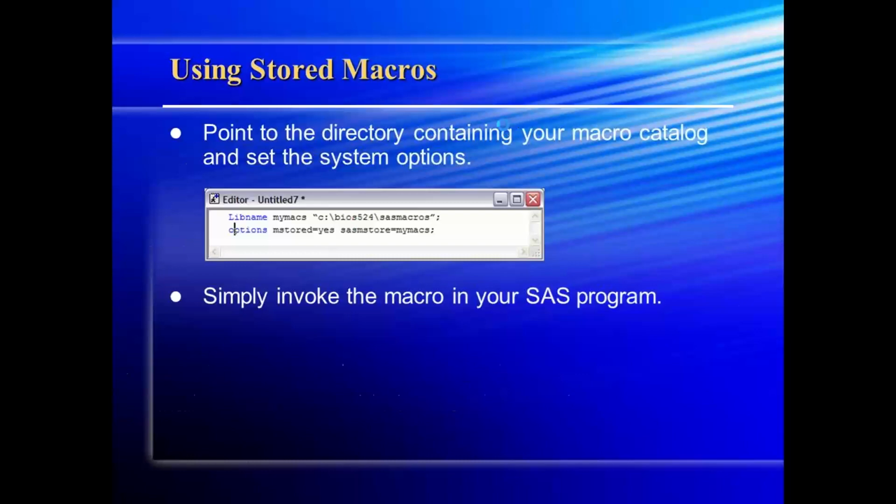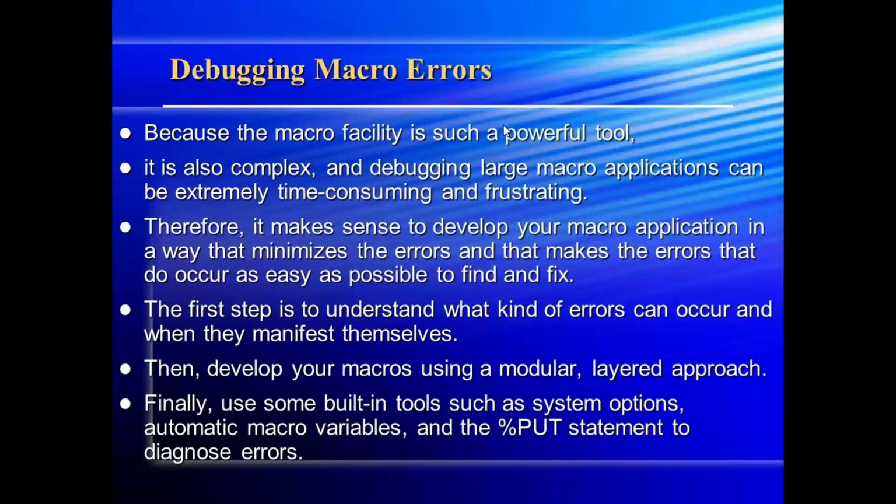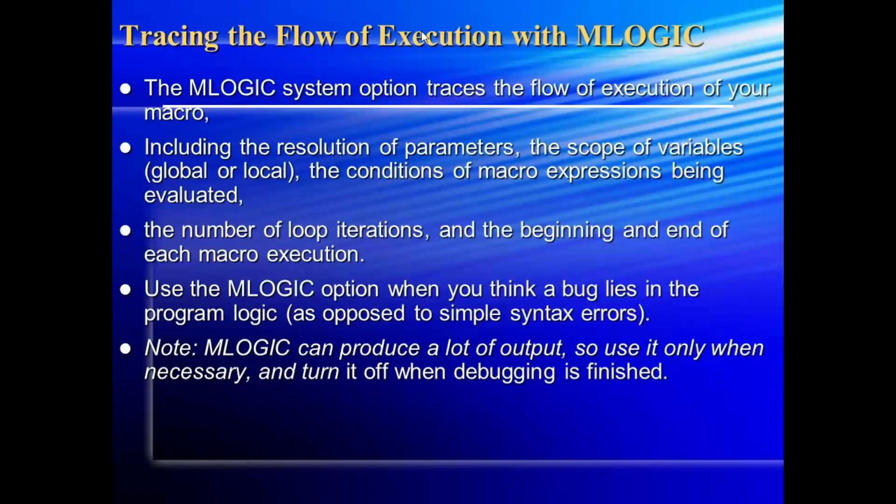Okay. And last part is debugging macro errors. As these macros involve a huge amount of coding, there are certain options. If you remember, options equals to nonumber, page size, line size. You have created some options. So here we call them debugging options.